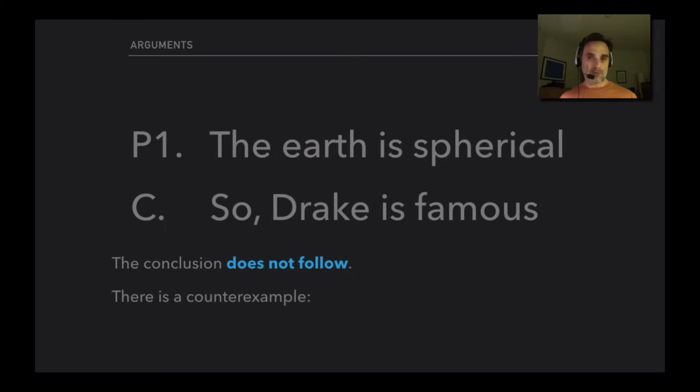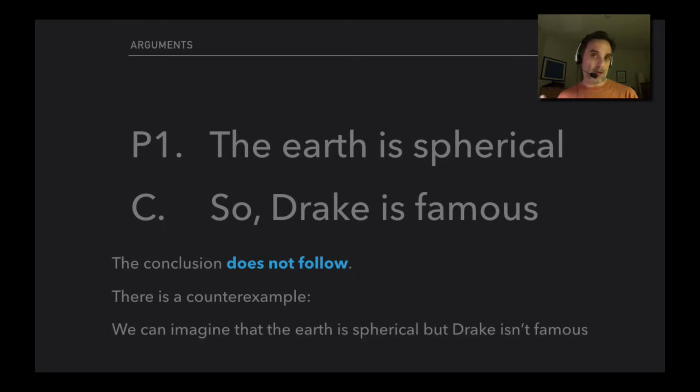There's a counterexample, right? The Earth could be spherical, and yet Drake could not be famous. Maybe he had a very different upbringing or something, and he never became the famous person that he is. So in this case, the conclusion doesn't follow from the premises. It's not even the case that if the premises are true, then no matter what, so is the conclusion.